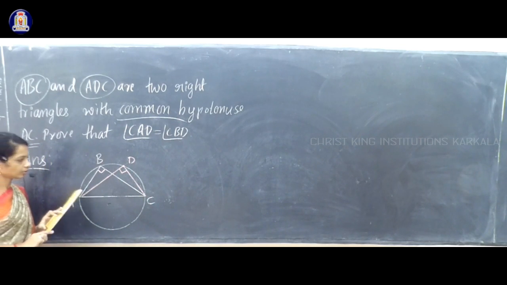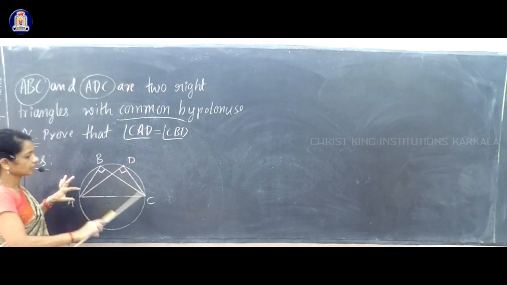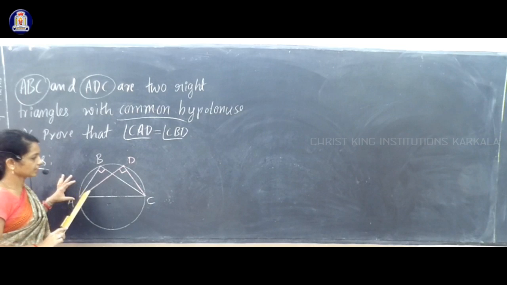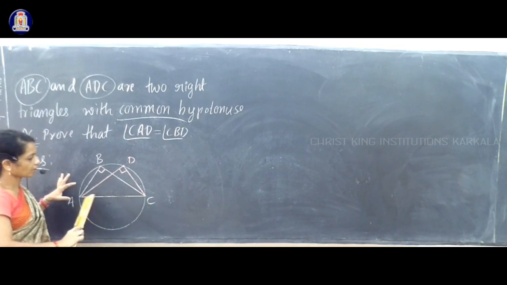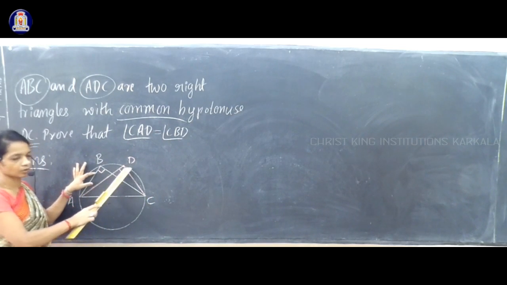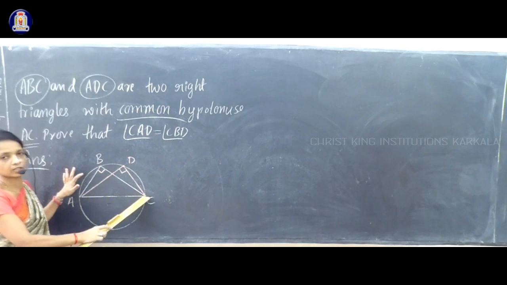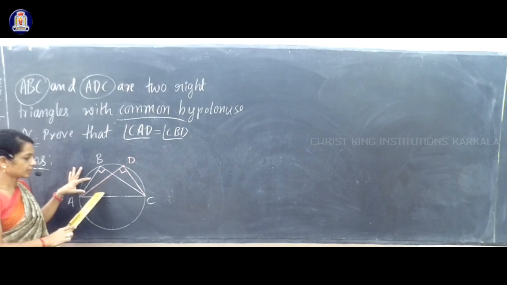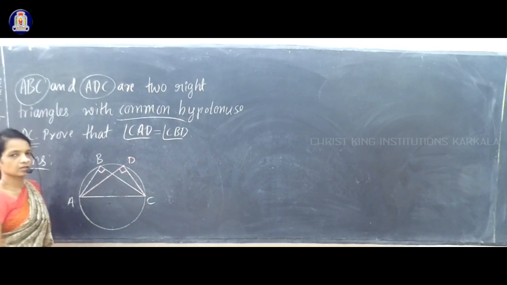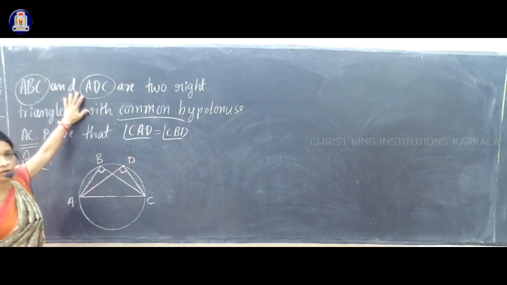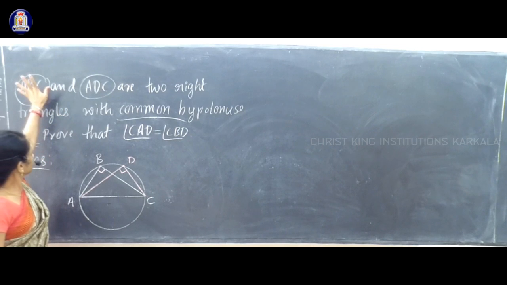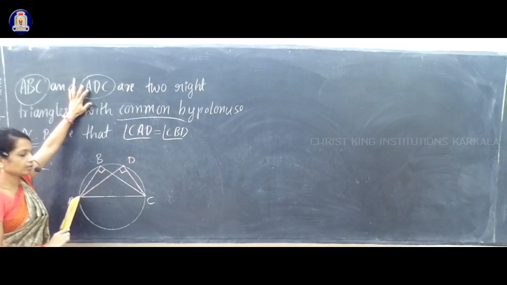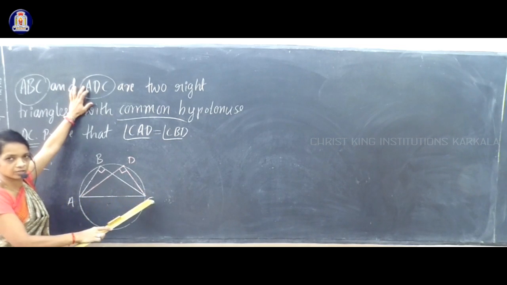Now here you can see ABC is a right angle triangle, and ADC is also a right angle triangle, and AC is opposite to 90 degrees. So that is the hypotenuse, and common hypotenuse means it belongs to both right angle triangles. So AC is the common hypotenuse. We draw two right angle triangles ABC and ADC such that they have common hypotenuse AC.